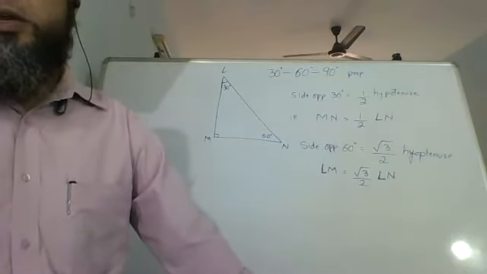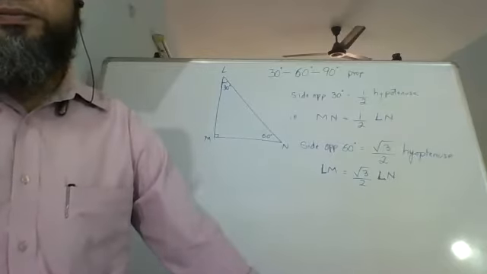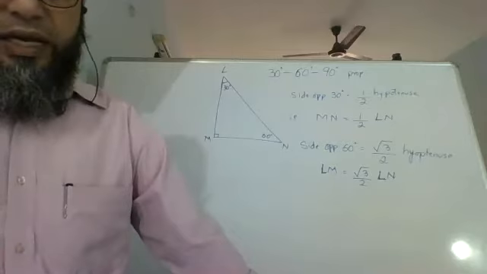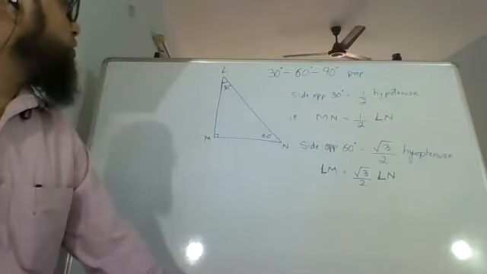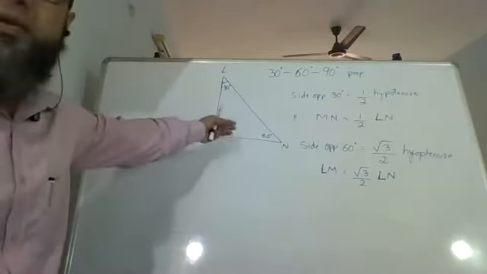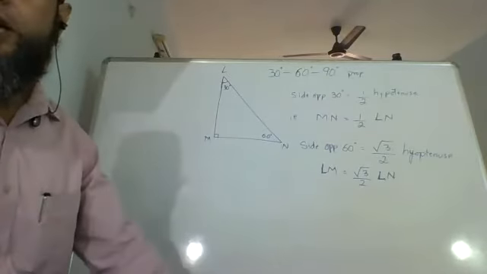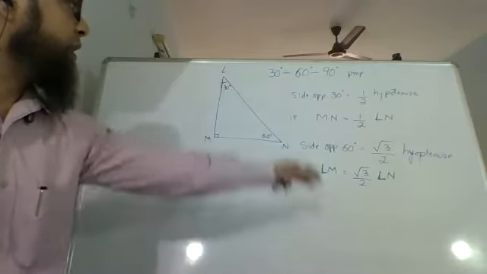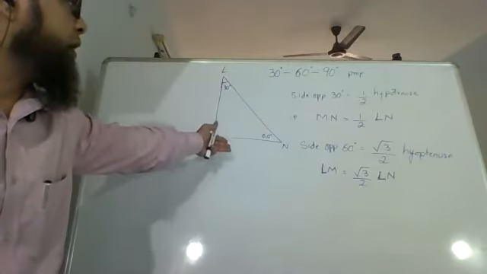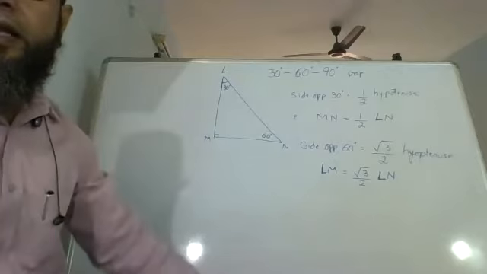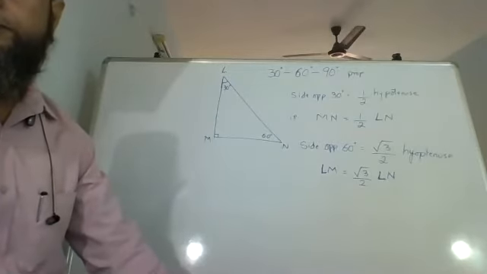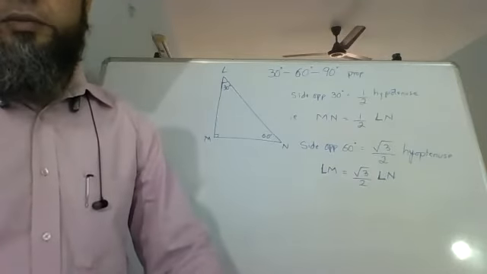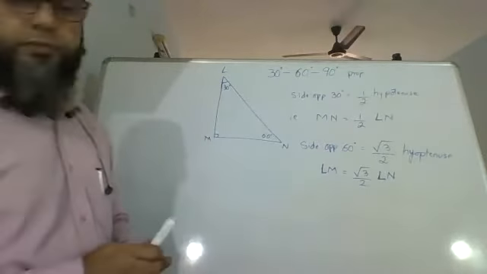Next is 45, 45, 90. Now here, where this is used, supposing they have given you any one side of this triangle, you can find the other two using this property. Supposing they have given you the hypotenuse, then it is easier. You can just say half of that will be MN and root 3 upon 2 times will be LM. Now let's see what the 45, 45, 90 theorem or property says.